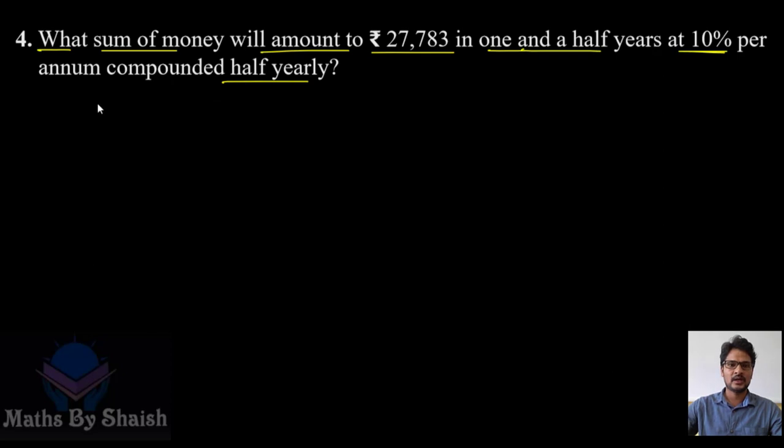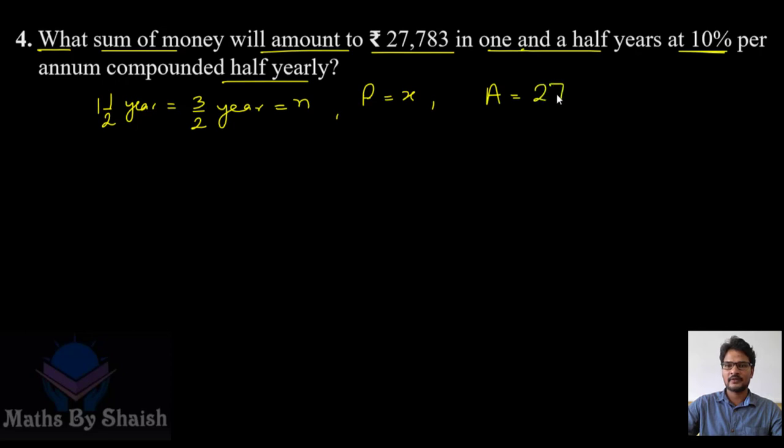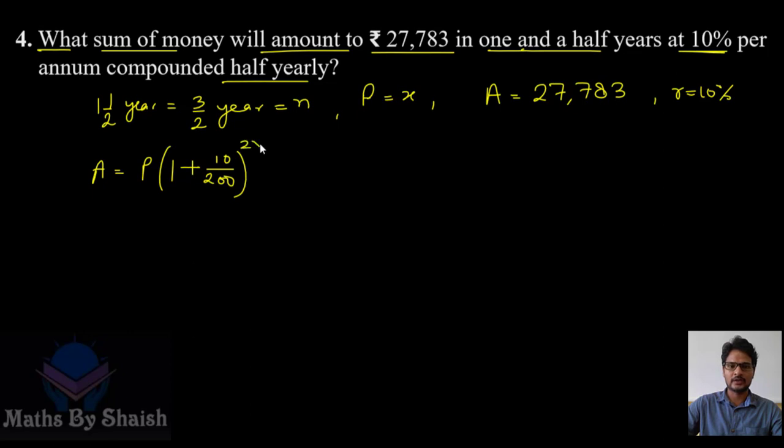So if it is compounded half yearly, then 1.5 years means 3 by 2 years, and that can be the value of n, and principal is missing. Amount A is given as 27,783 and the rate is 10%. So we are going to use the formula for amount, and amount is P times 1 plus R, that is 10 over 200, to the power 2n, so that is 2 into 3 by 2. These two got cancelled, 1 over 20.